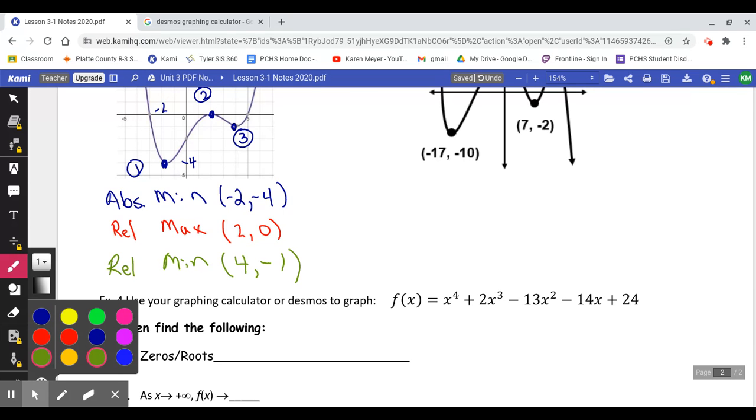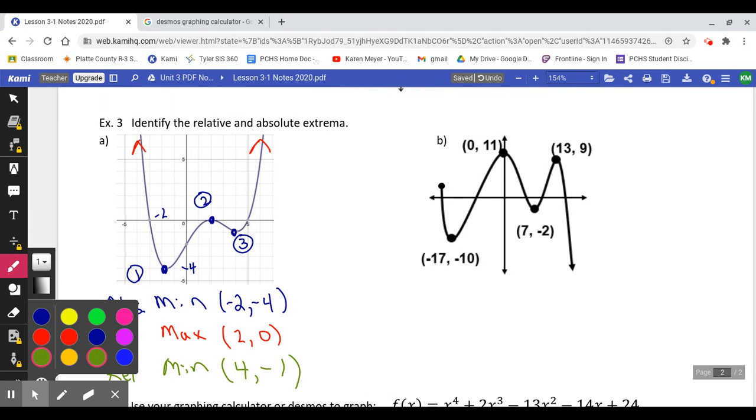Okay, let's go over to the next picture. In this picture, it looks like I have 4 humps. So I'm going to start with this one in red. Okay, that one is a low hump, which makes it a min. It is not the lowest that the graph goes because do you notice over here to the side that we have an arrow pointing down, which means that line goes farther down. So this is a relative. And then we have the ordered pair given to us, -17, -10.